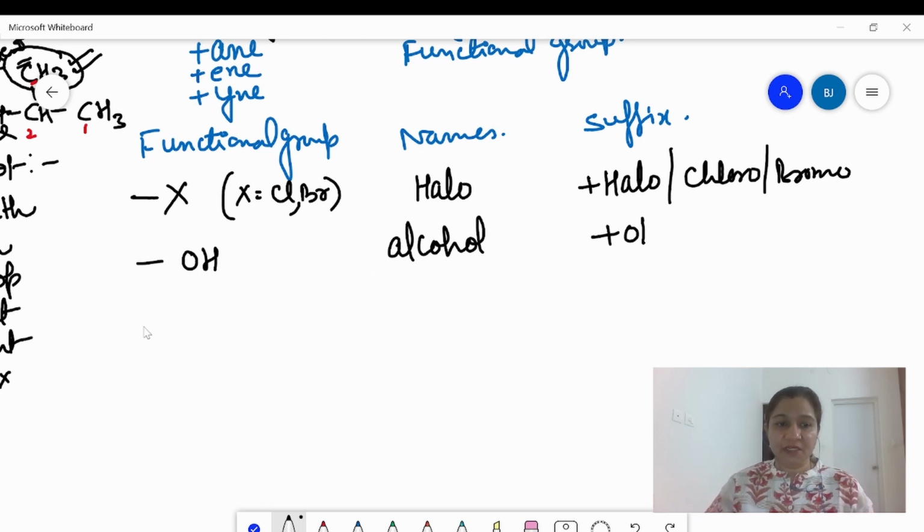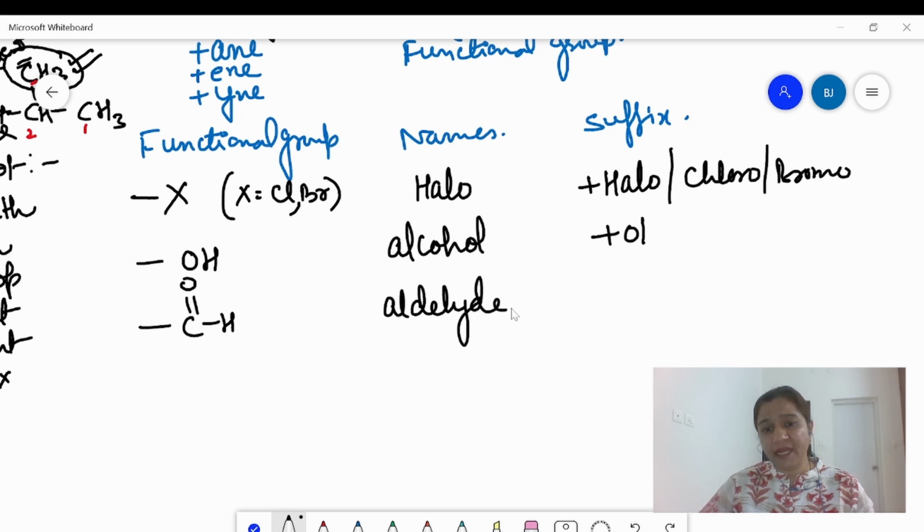The third functional group we have is CHO. CHO is your aldehyde. If in any carbon chain you find this type of group, which in short is also written as CHO with a free valency, I just mentioned the expanded form. Such compounds are called aldehydes, and for aldehydes we use the suffix -al.